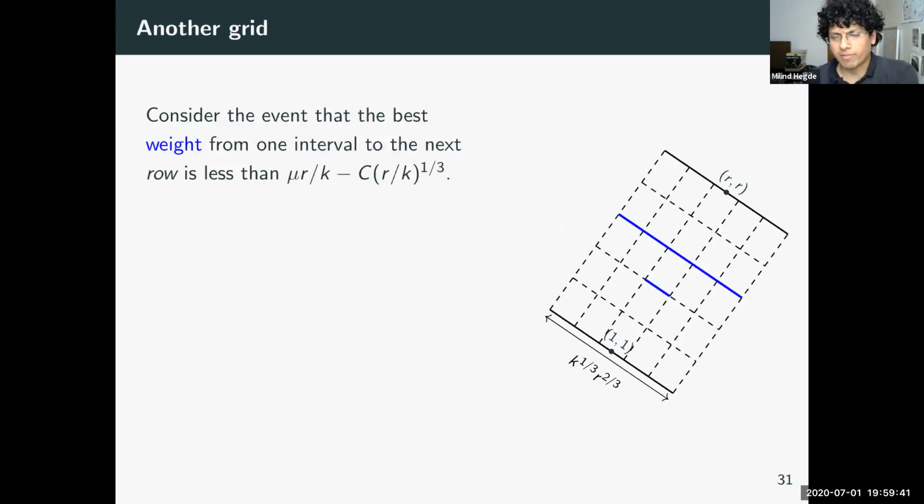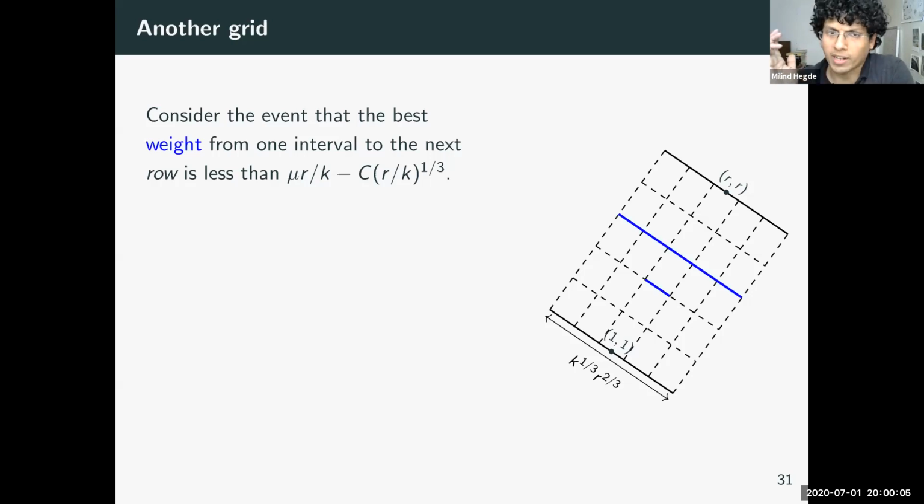So we need to construct an event which causes the best path within the grid to be small. So we consider the event that the best path or the best weight from this blue interval to the entire next row, which is marked in blue, is small. Small in the sense that it's less than mu r over k minus c times r over k to the 1/3.